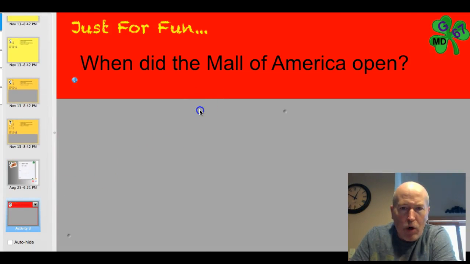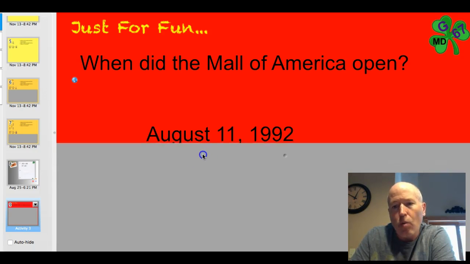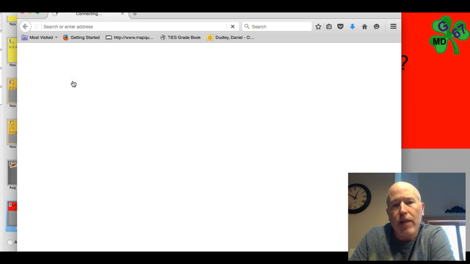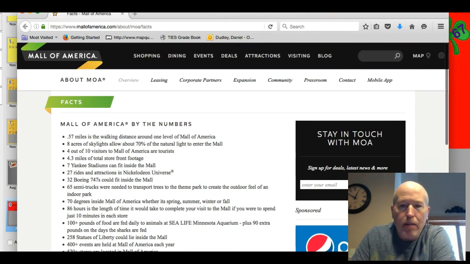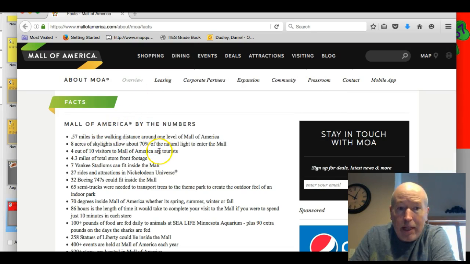When did the Mall of America open? August 11th, 1992. And what an opening it was. There are some amazing facts about the Mall of America that I did not know. I mean, I knew it was big, but you got to check some of these things out. 8 acres of skylights. That's a lot of skylights. 4.3 miles of storefronts. You could fit 7 Yankee Stadiums inside the mall.